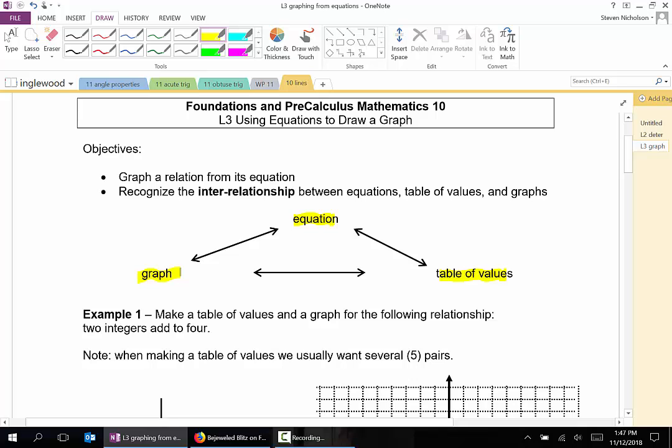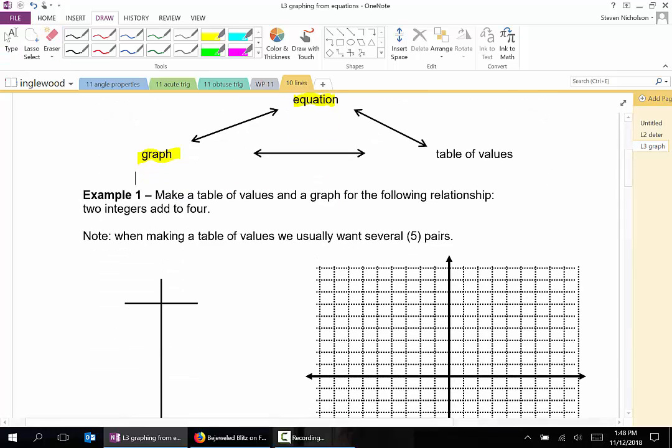In the not too distant future, we're not going to do a table of values because that slows us down too much. So I just want to remind you of your grade 8 and grade 9 math and get us ready for grade 10. In our first example, we're going to make a table of values from the following relationship.